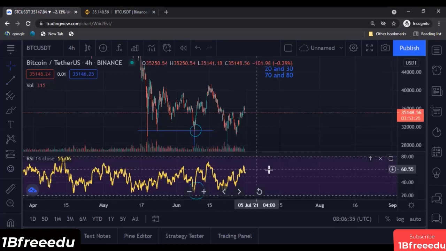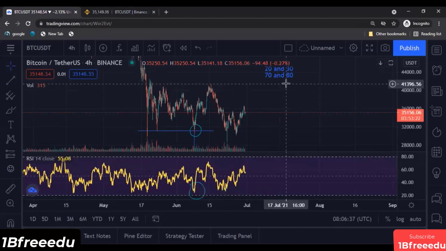Now the 70 to 80 range would be the opposite of it, and I would like you to guess it first. I hope you guessed it right: 70 to 80 would indicate an overbought value. It would mean that from this point, the value would go down.